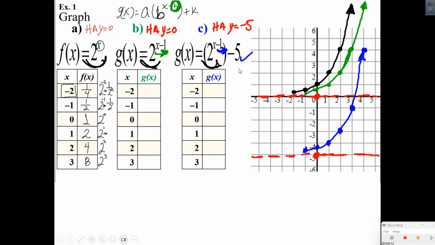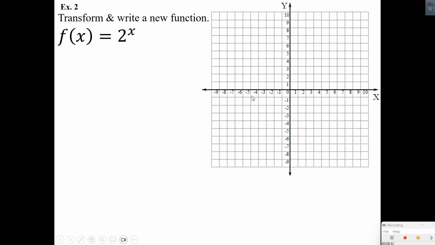Is that correct? And we see that H, the number next to the X on the exponent, always tells us to move the function from side to side. And the last number, which is a constant, always moves it either up or down. Yes? Yes, Mr. Q. All right.